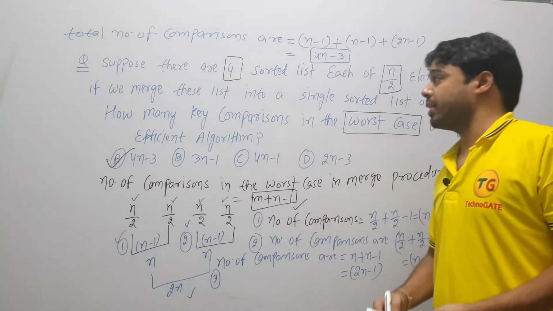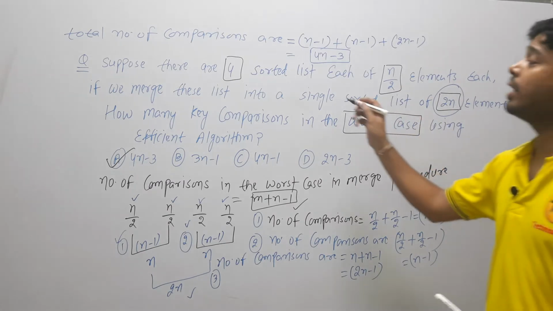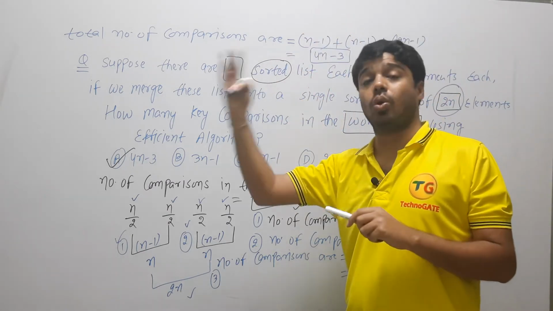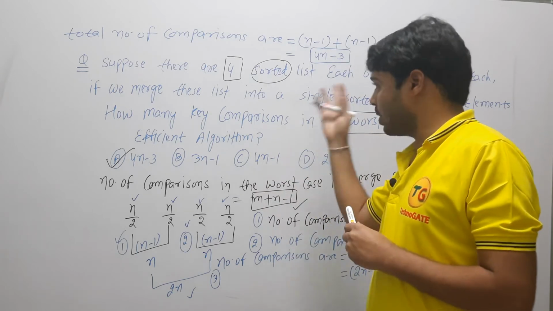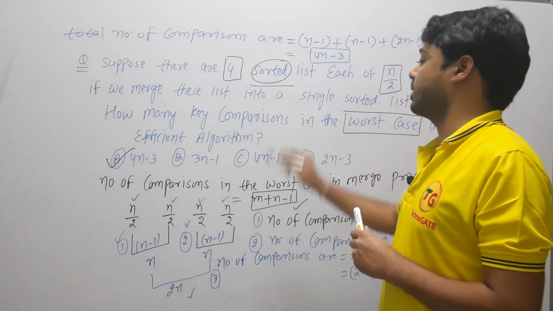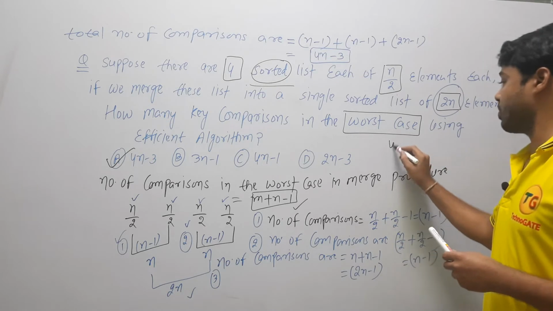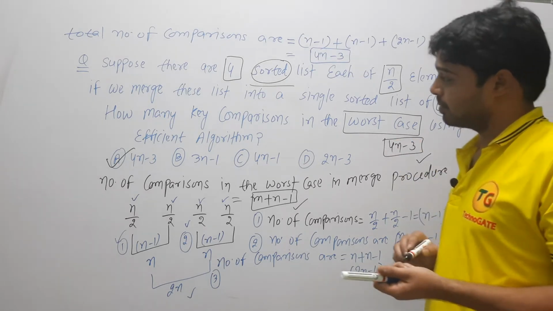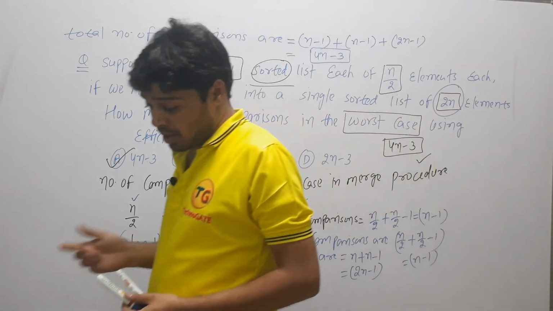So it's a very good problem here. So here are sorted lists. In the previous part there was unsorted, that's the reason we have to sort the individual lists there. But here no need for sorting, already sorted lists are there. So here 4n minus 3 comparisons. Clear? So this is one of the good problems here.